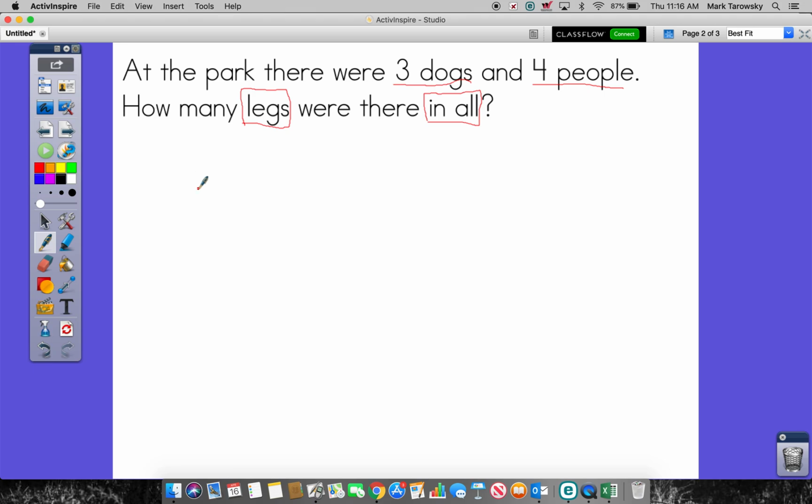Now, if we were going to do a picture for this, we might just do a very simple little dog picture. There's a dog. And I could do 3 of those. Whoops, sorry. Screen's acting up a little bit. There's 4 legs. Simple dog. 4 legs. Simple dog. And then so there's 3 dogs. Check. 4 people.